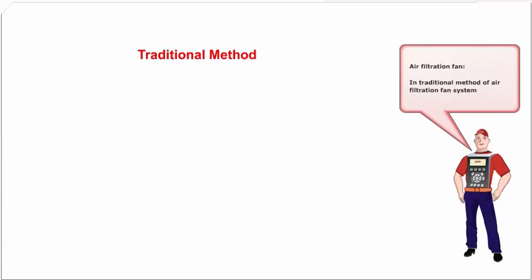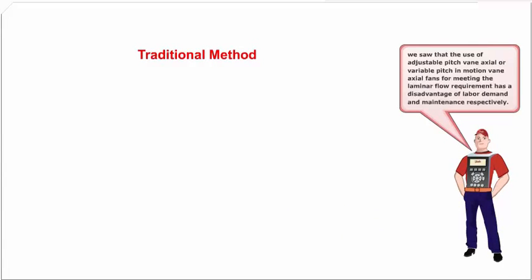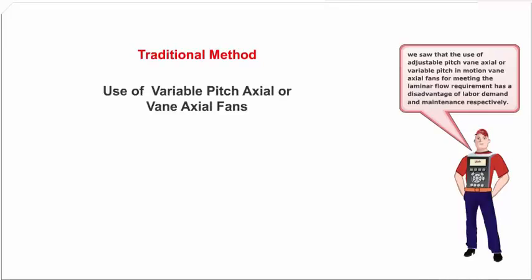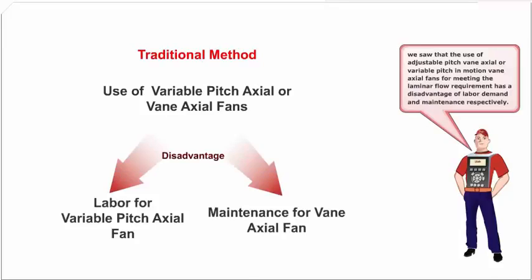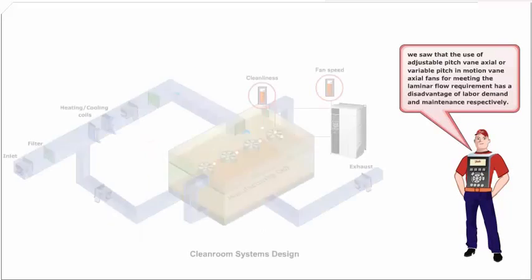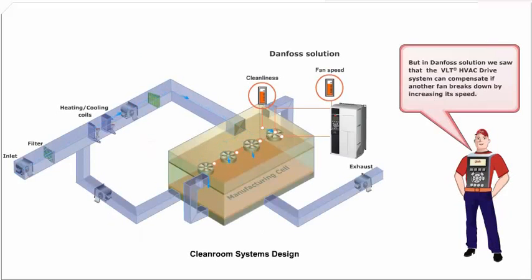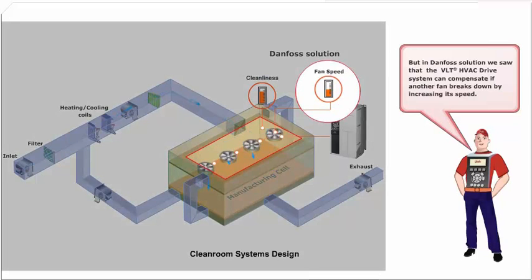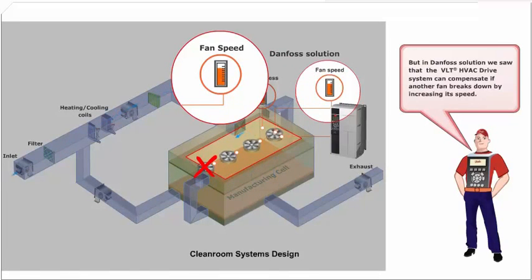In the traditional method of air filtration fan system, we saw that the use of adjustable pitch vane axial, or variable pitch in motion vane axial fans, for meeting the laminar flow requirement, has a disadvantage of labor demand and maintenance respectively. But in the Danfoss solution, we saw that the VLT-HVAC drive system can compensate if another fan breaks down by increasing the speed.